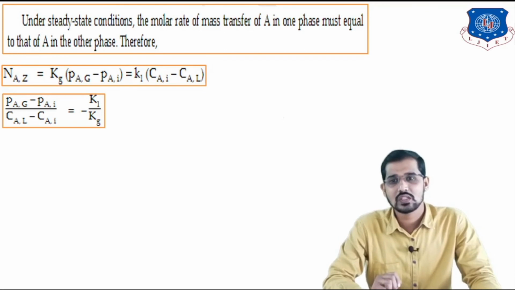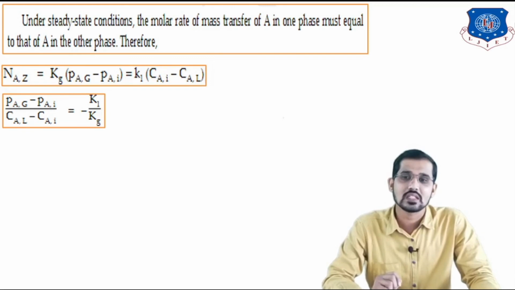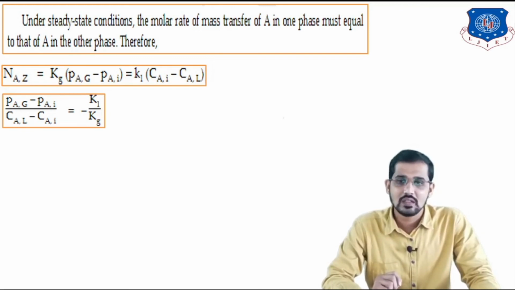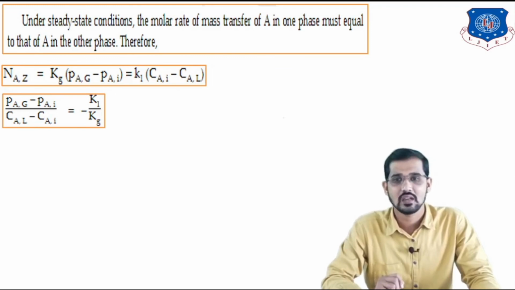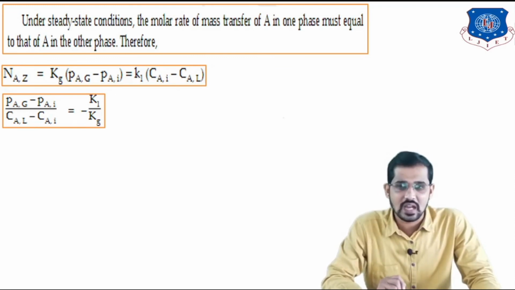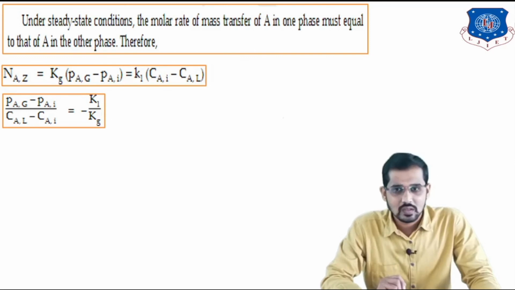Just rearranging this term, I can write (Pag minus Pi) divided by (Cal minus Cai). I am taking the minus sign to the right hand side. So I can write KL divided by Kg is equal to (Pag minus Pi) divided by (Cal minus Ci), with a minus sign, that is, minus KL divided by Kg. Don't get confused here. I am just taking the minus sign common from (Cai minus Cal), so it becomes (Cal minus Ci), and the minus sign goes to the right hand side.